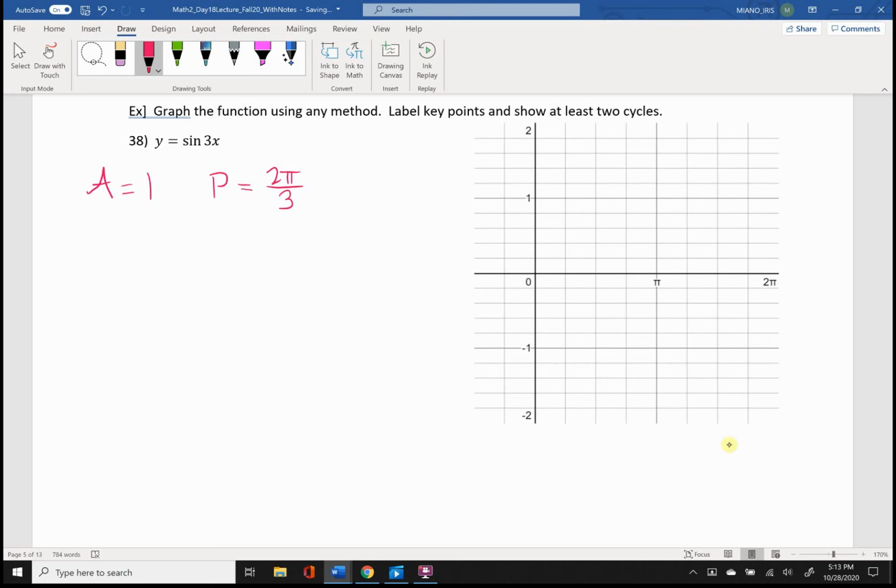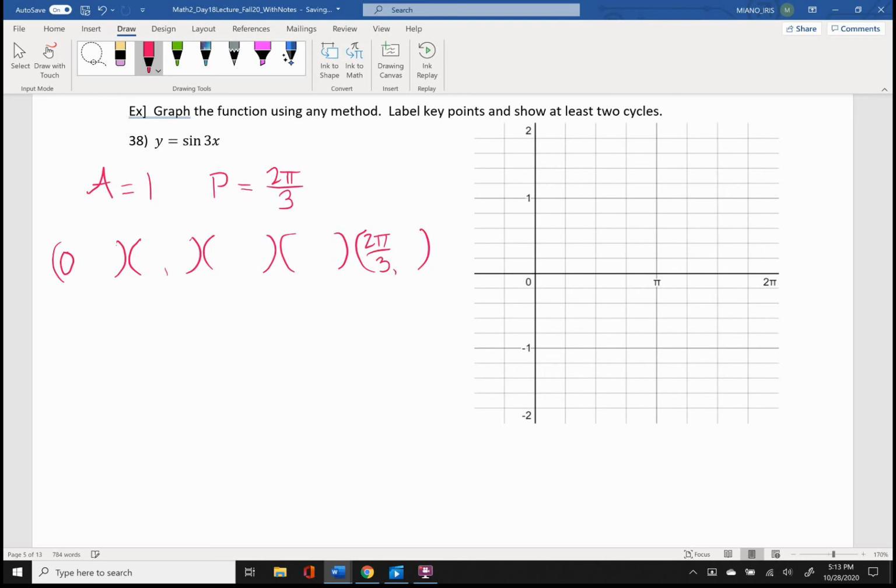And we want to come up with 5 ordered pairs, which are going to give our 5 key points. So since it's a sine function, we know that the inputs are going to range from 0 to, well, whatever the end of the period is, which is 2 pi over 3.